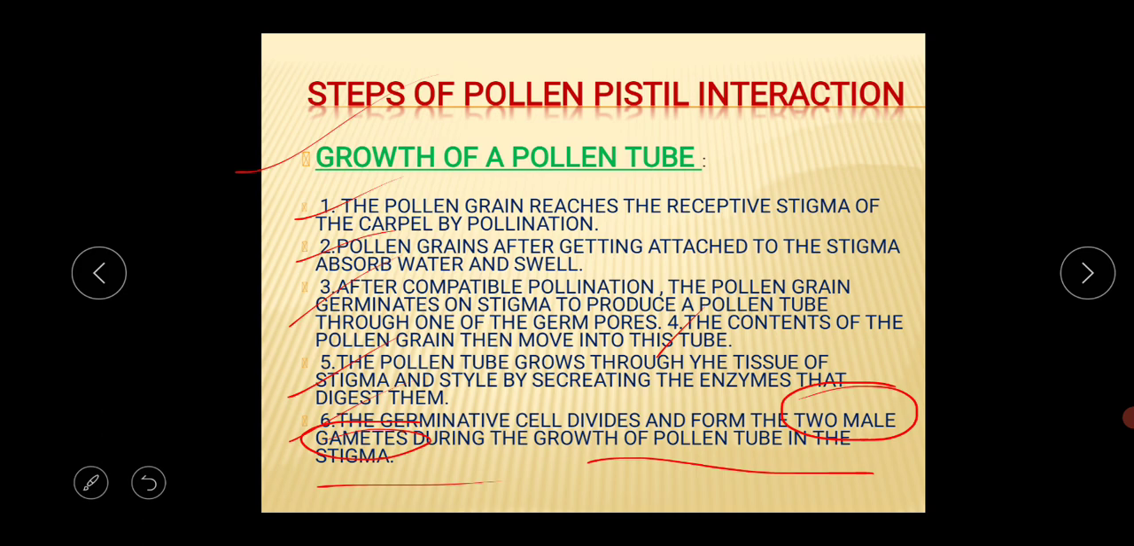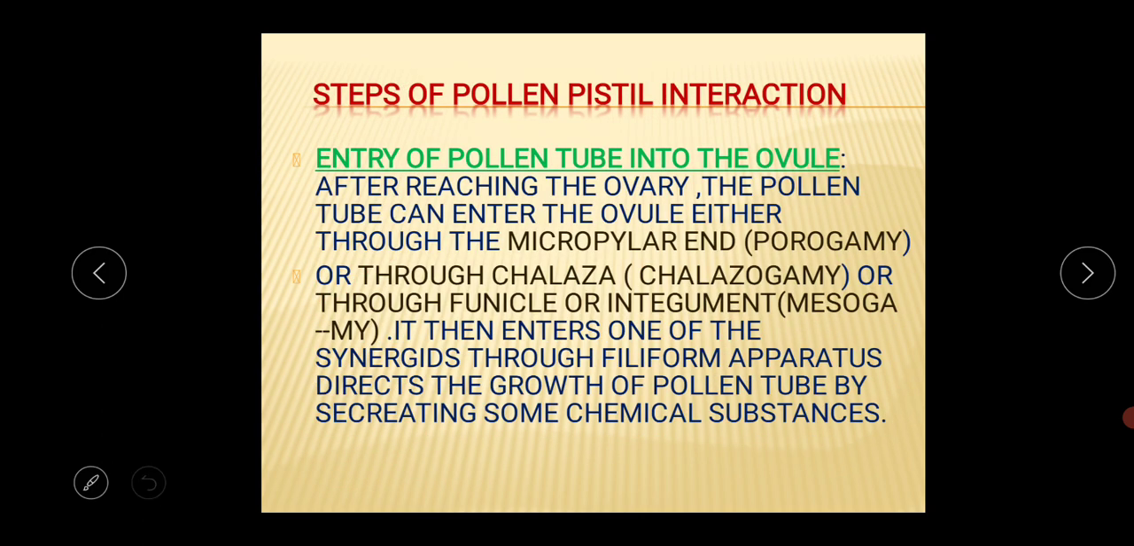Fifth step, the pollen tube grows through the tissue of the stigma and style by secreting the enzymes that digest them. And the last step is the germinative cell divides and forms the two male gametes during the growth of the pollen tube in the stigma. This germinative cell, I think we have already discussed in pollen formation, the germinative cell and the vegetative cell. Through mitotic division, this germinative cell divides and forms the two male gametes during the growth of the pollen tube in the stigma.